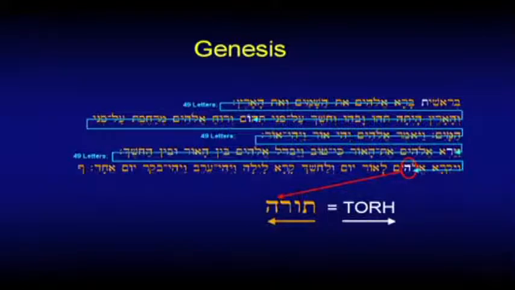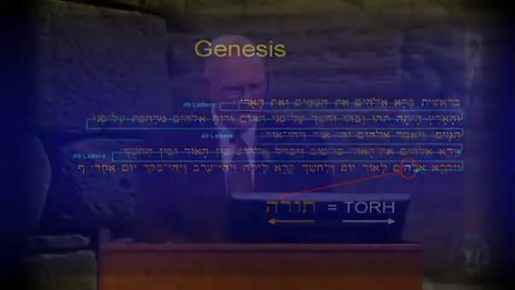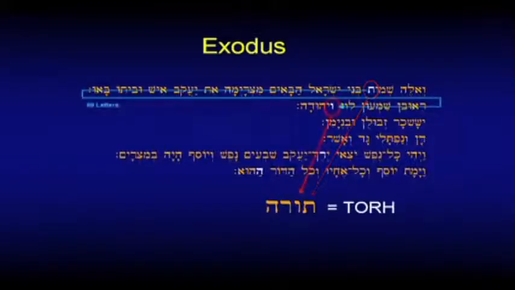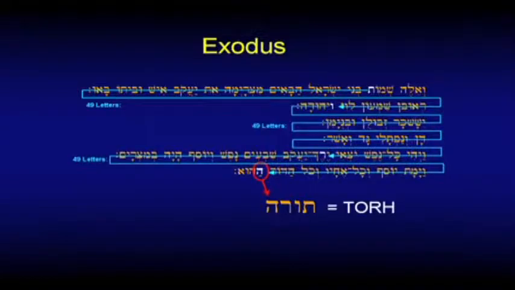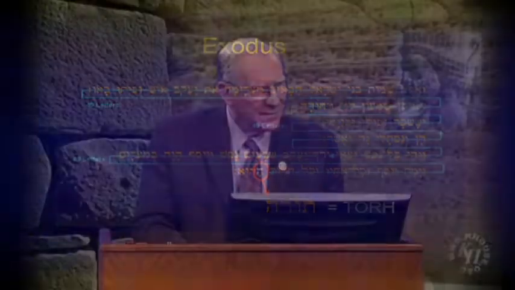You say, well, that's kind of curious that in 49 intervals from the first Tav, you get the word Torah, labeling the book of Moses. That doesn't sound that impressive particularly. You go to the book of Exodus, and you discover the same thing. There's a Tav. There are 49 letters, there's a Vav. 49 letters, there's a Resh. 49 letters, there's a Hey. And again, it spells Torah. Now, for it to happen twice by accident is absurd. So someone's taken the trouble to push this around somehow, maybe.